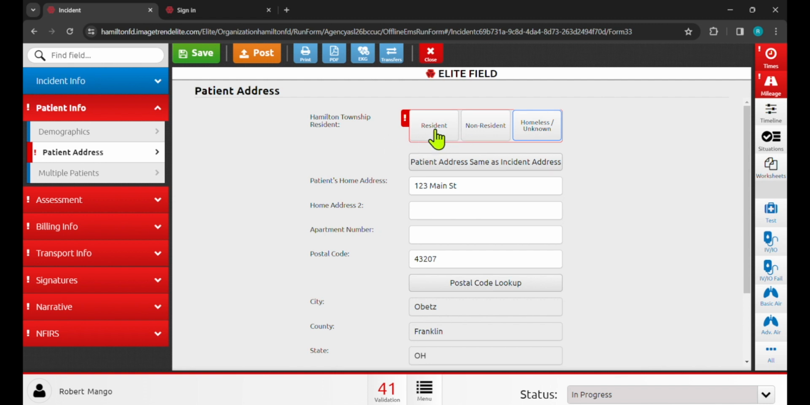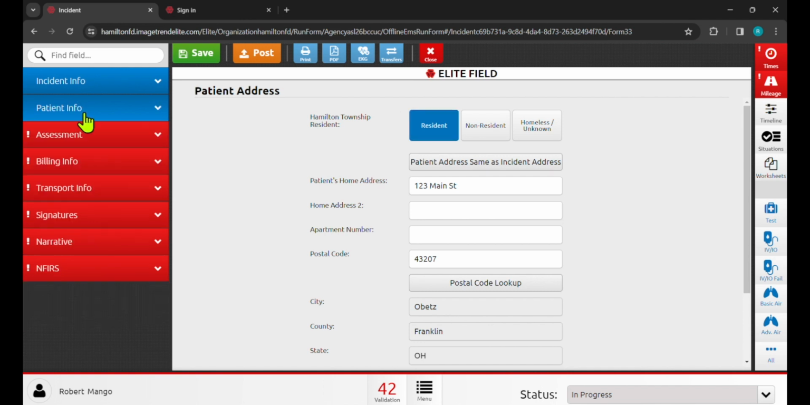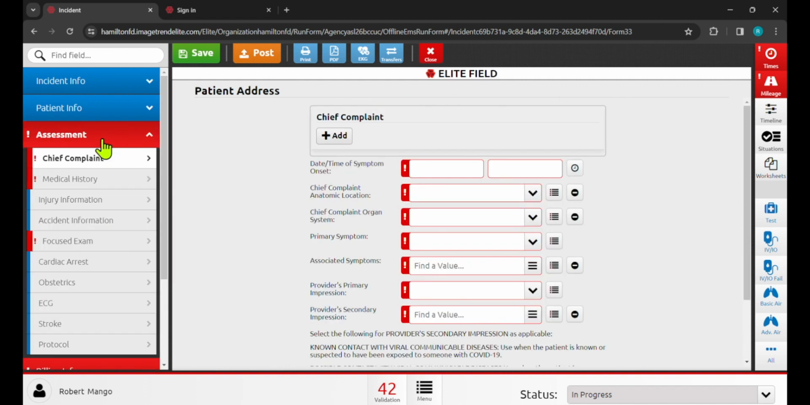Okay, so if they are a resident for this demonstration, we selected OBET, so that is a resident. And that is going to ensure that they don't receive subsequent bills beyond our insurance collection. So we're all blue there. Let's keep moving down. Assessment.